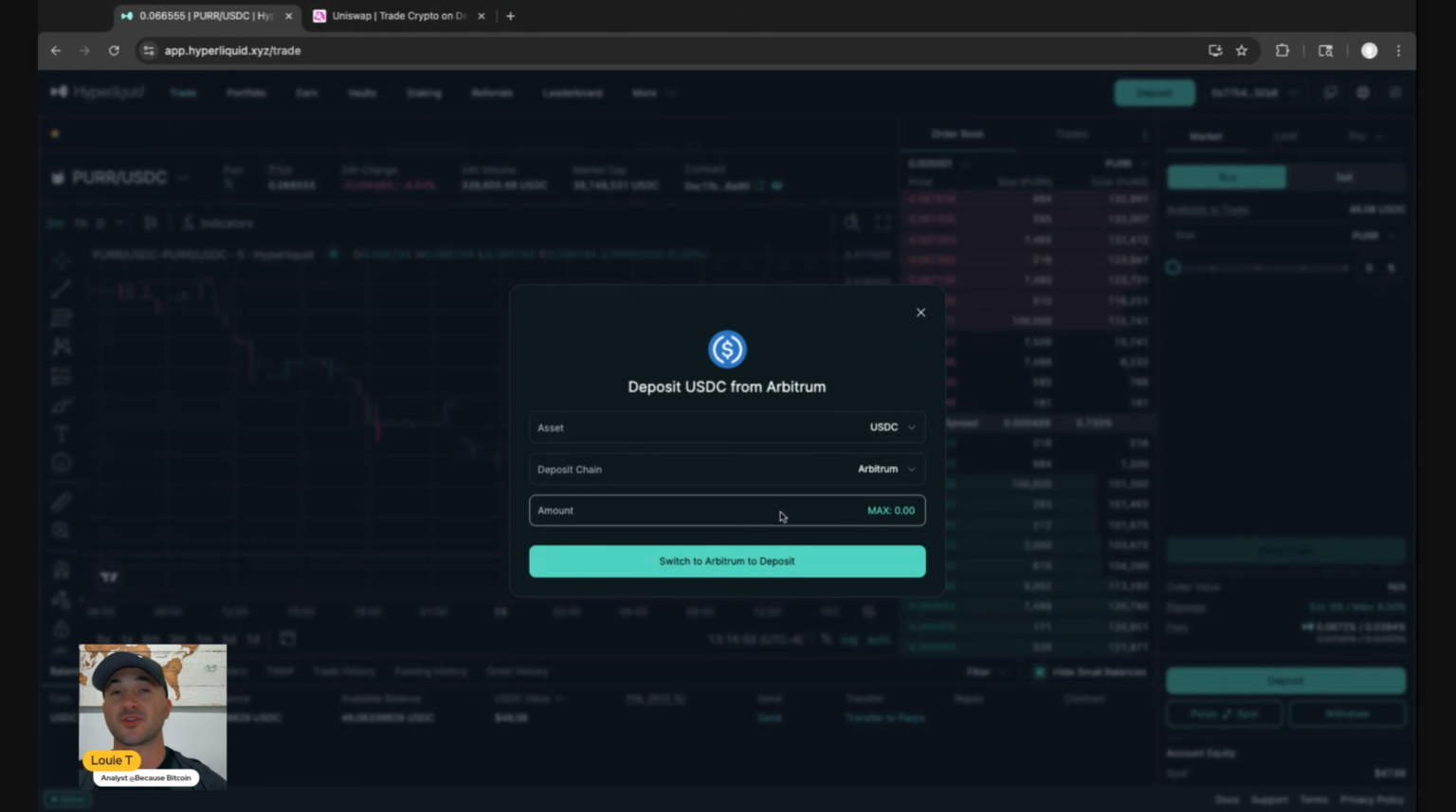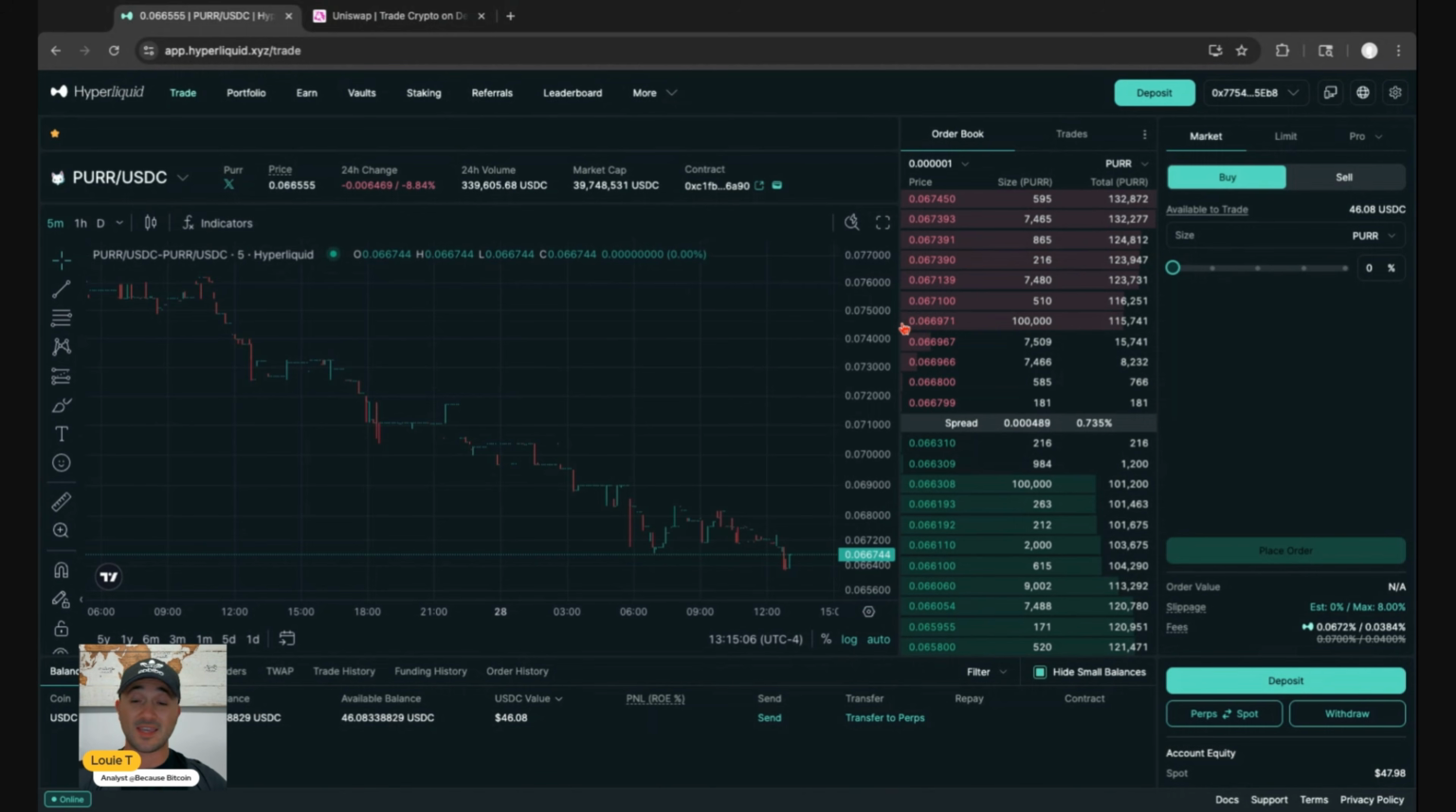You could do max or you could do a custom amount. And then you would switch and deposit your funds onto the exchange. And that is pretty much it. That's the hard part, guys. And you are ready to go. You're ready to trade on Hyperliquid.